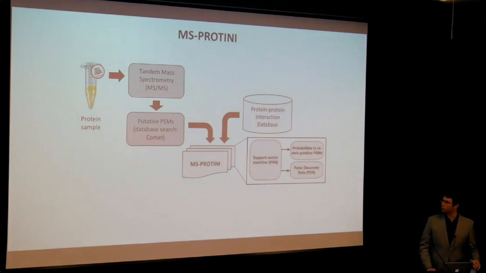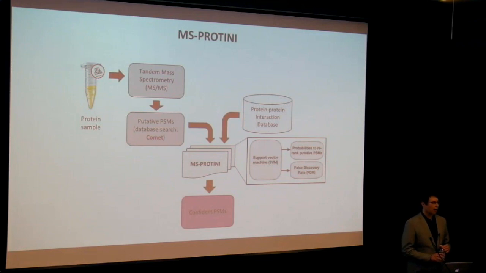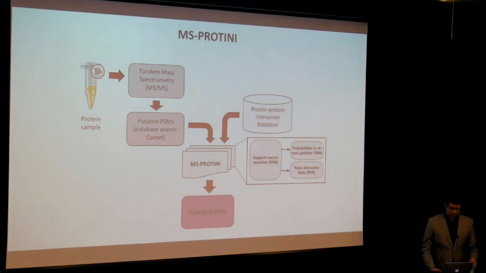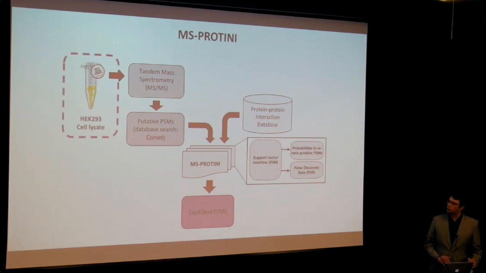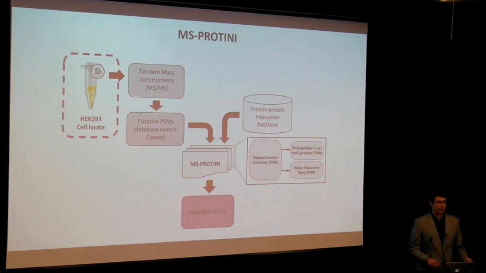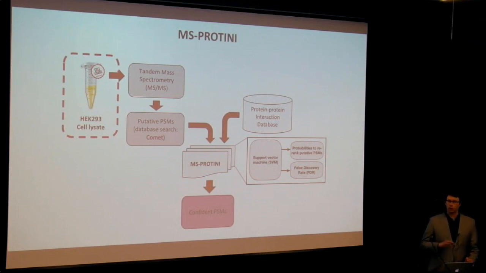In this case, it was a support vector machine that will basically output in the end the matches that are of high confidence in terms of the peptide and protein identifications. So for our tool, in terms of benchmarking it and analyzing the data that we had on hand, we use the HEK293 dataset, which is a type of cell line that is very commonly used in mass spectrometry to benchmark different techniques and approaches, simply because we have a very good idea of the proteome of that cell line.